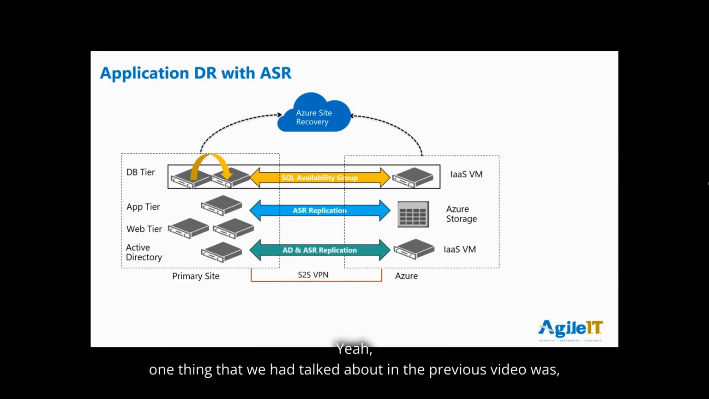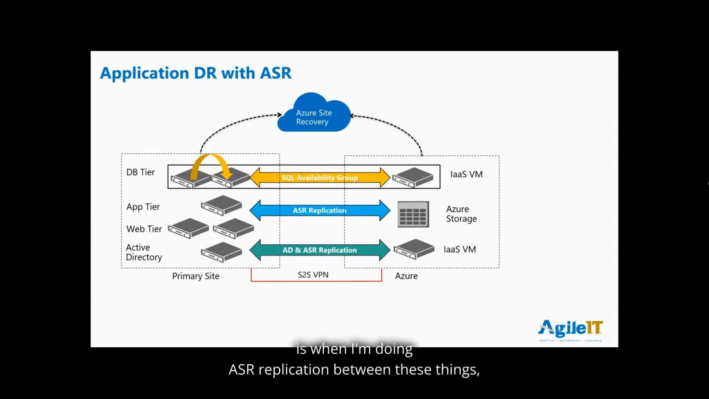One thing we talked about in the previous video, which you're alluding to on the cost, is that when I'm doing ASR replication between these things, there isn't a virtual machine running in Azure at the same time as a hot copy or even a warm copy. It's actually none of those. It's collecting the data at a given state at an interval we talked about in the last video.